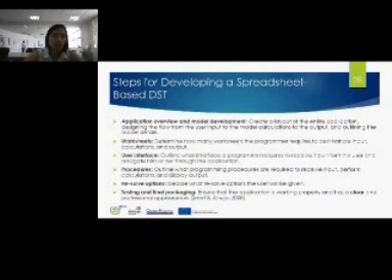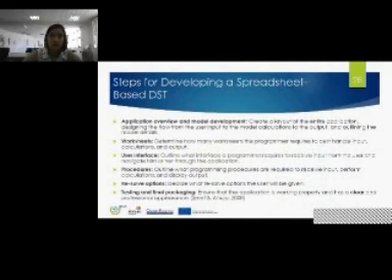If we decide that we want to build a spreadsheet-based decision support tool, there are basically 6 steps that we could follow through this procedure. The first one is we have to overview the application and model development. During this step, we can create a layout of the entire application. We can designate the flow from the user input to the model calculations to the output and outline everything in more detail.